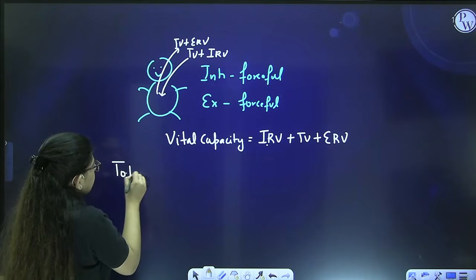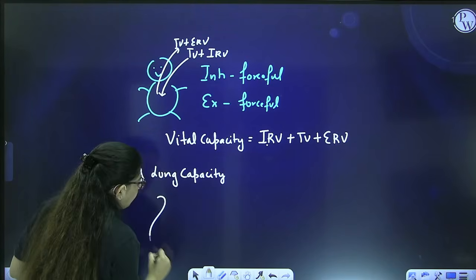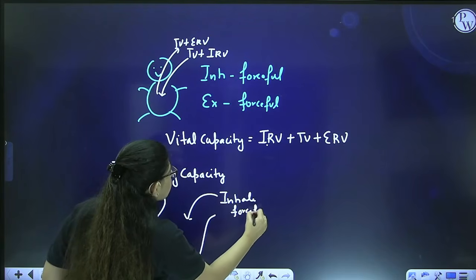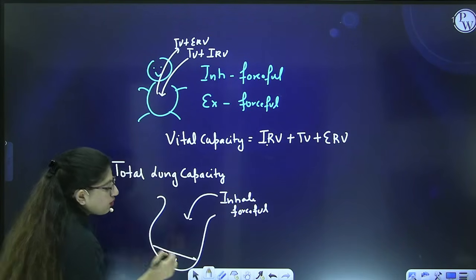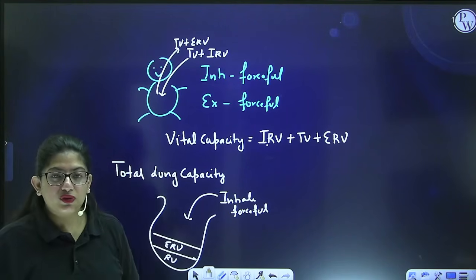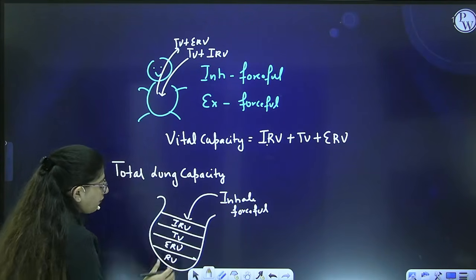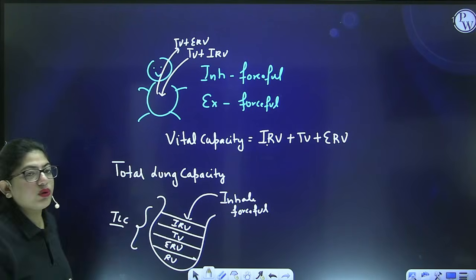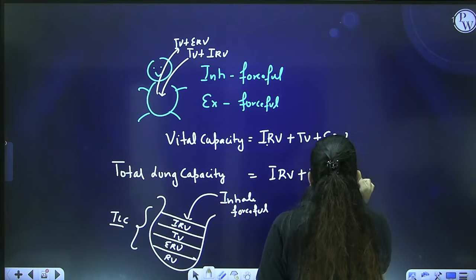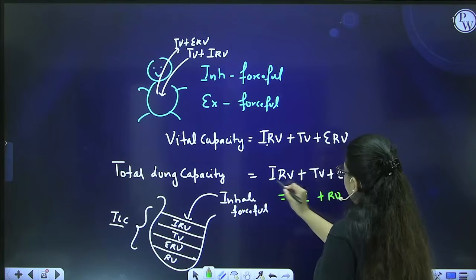Okay, now another is total lung capacity. What does total lung capacity say? For example, a person inhales forcefully. Inside the lungs, the person already has residual volume and already has ERV. So while inhaling forcefully, what will it take inside? Tidal volume and IRV. If I total them up, this becomes TLC, total lung capacity, which is formed by the union of IRV plus TV plus ERV plus RV. Or I can also write it as vital capacity plus RV.